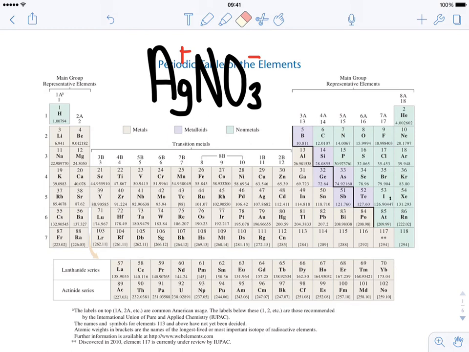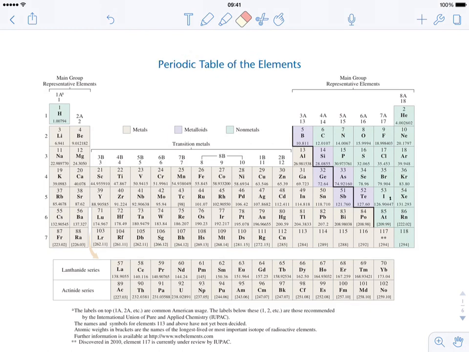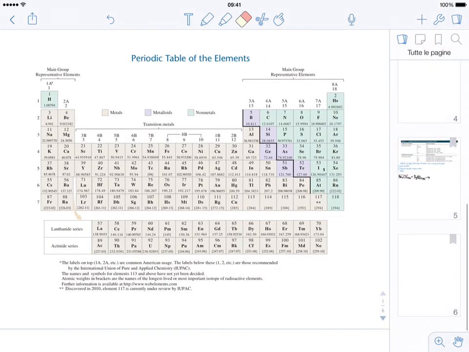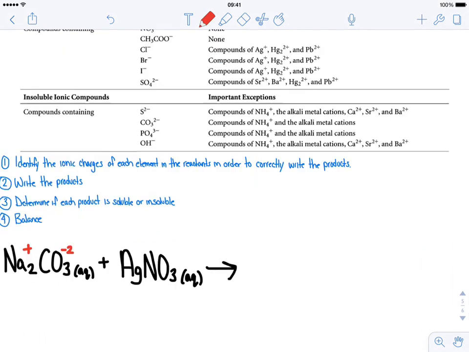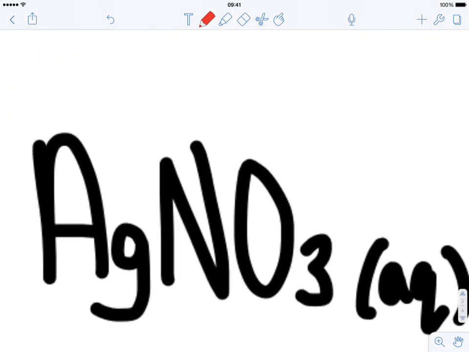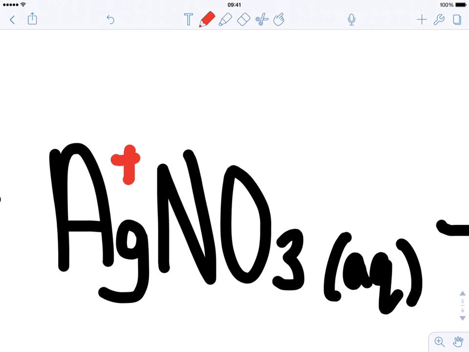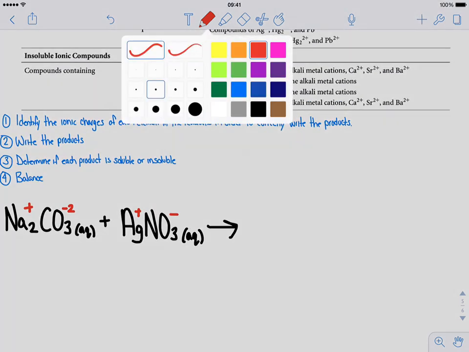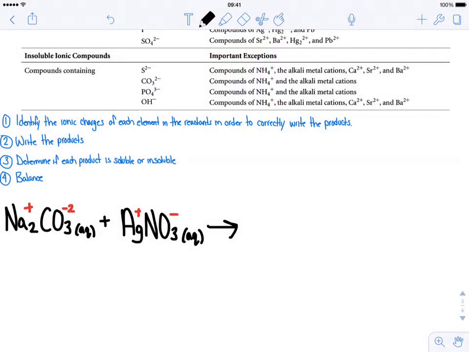So we figured out the charges of our second reactant. So we'll go back down here to our reaction and we'll write that in. So silver is a positive 1 and nitrate is a negative 1. Okay, now let's write what our products are supposed to be. So we know that our cations are supposed to stay in the same spot. So our cations in this reaction are sodium and silver. So we're going to have sodium and silver.